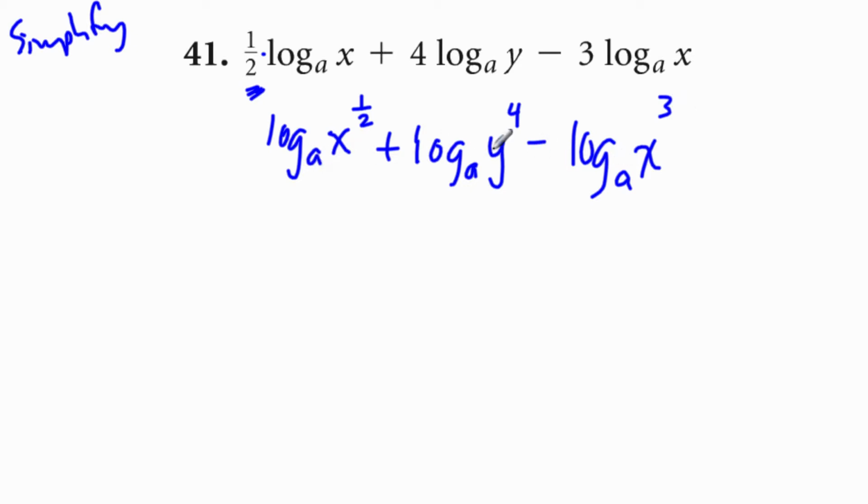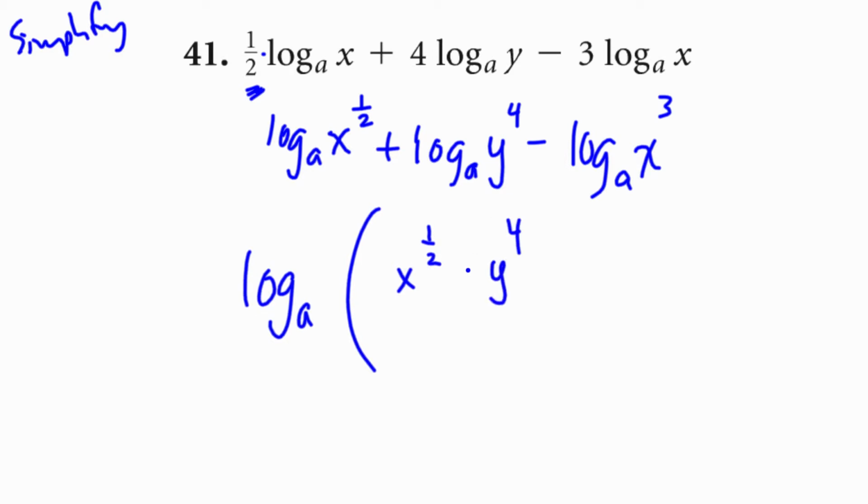Now I need to combine them. So here, this is the product law, quotient law. So I can combine them all under one logarithm. So I'd have x to the 1/2 times y to the 4th divided by x cubed.